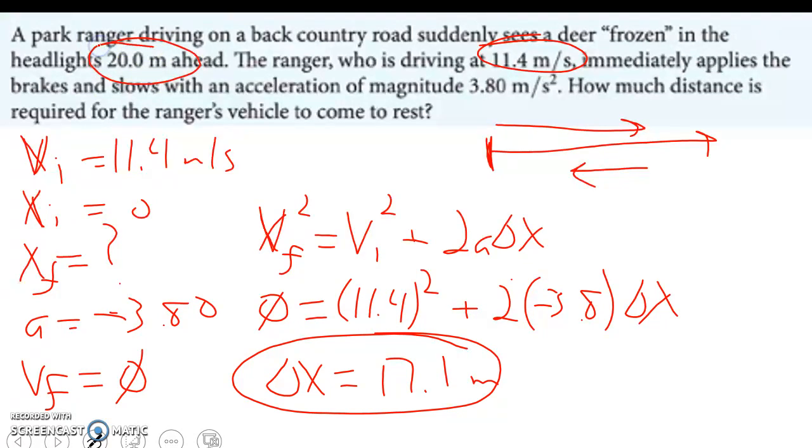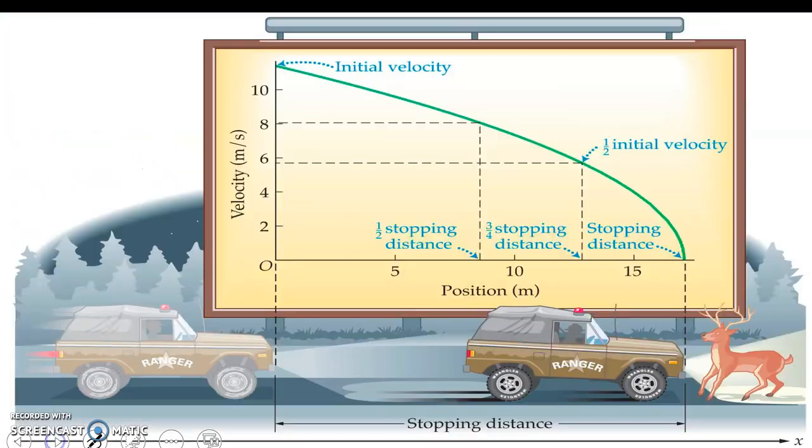The deer's 20 meters ahead. The park ranger will not hit the deer and we'll all be saved. Let's look at a graph of this situation. So here's our initial velocity. And you can see that we will stop short of the deer, which is good, because now the park ranger's car is fine, the deer is fine, everybody's fine.